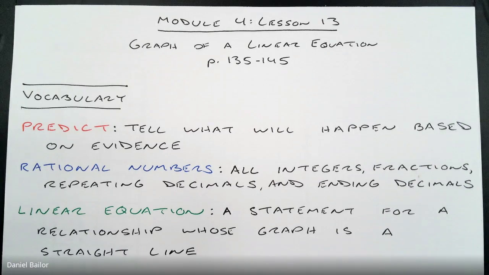Let's look at the vocabulary words first. We have 3 vocabulary words for this lesson: predict, rational numbers, and linear equation. Predict means to tell what will happen based on evidence. Usually when we talk about predict in language arts, we're trying to predict what might happen next in a short story. We can also predict in history what will happen next in the timeline sequence of events.